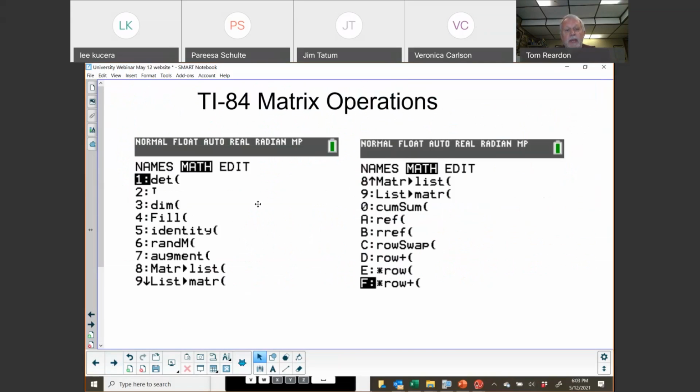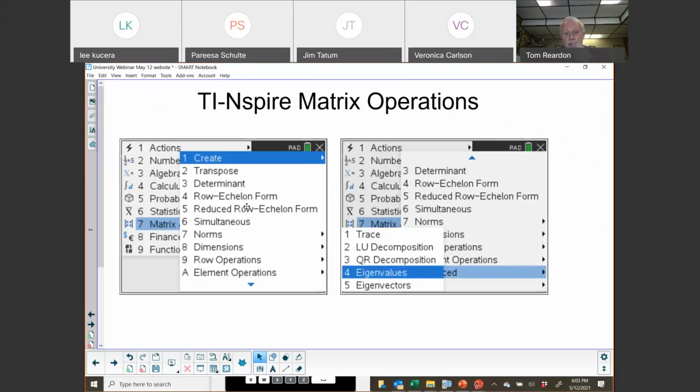So these are the 84 matrix operations that they can do. Notice there's a lot of them there that we do: determinants, transpose, row reduced echelon form, and then these are the elementary row operations down here. The Nspire has a lot more in it, including calculating eigenvalues and eigenvectors, especially for linear algebra.